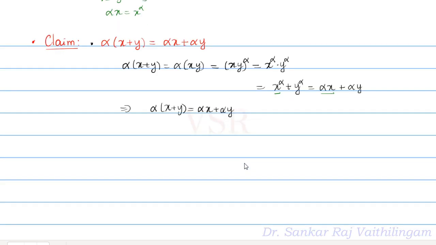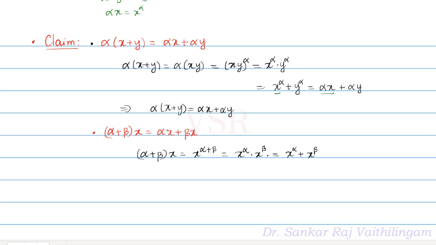Ok, so the second claim: alpha plus beta times x is equal to alpha x plus beta x. I need to prove this. Can we prove it? It's very simple. Alpha plus beta times x is equal to x to the power alpha plus beta. We can write x to the power alpha plus beta as x to the power alpha into x to the power beta.